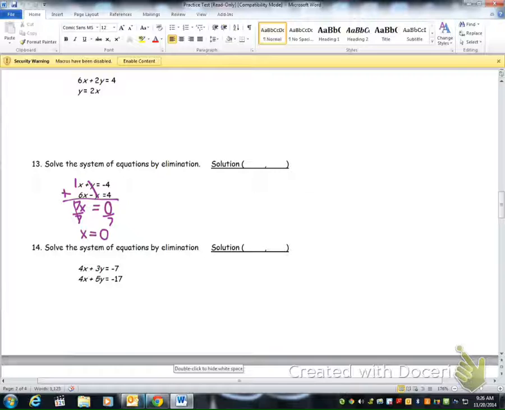And then we just plug into either equation. So I'm going to use the first one. So x plus y equals negative 4. Well, x is 0, so 0 plus y equals negative 4, which means y equals negative 4. So my solution here is (0, negative 4). Okay, 0 is a number. You can use 0. Don't let it freak you out.